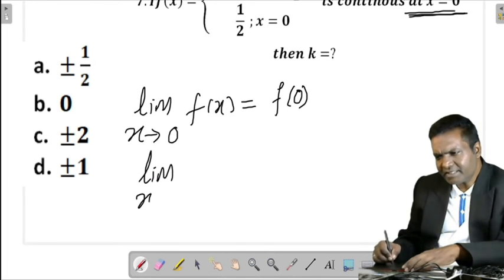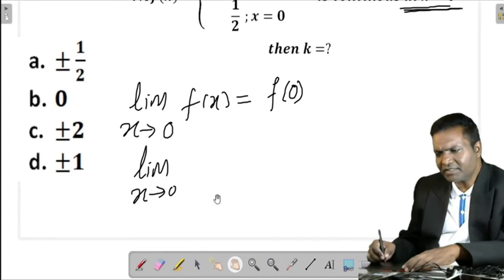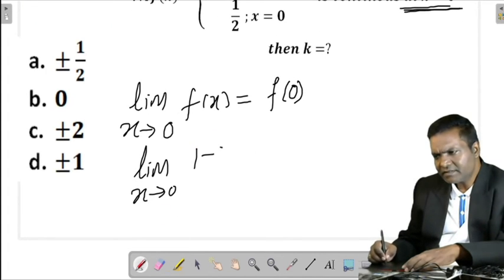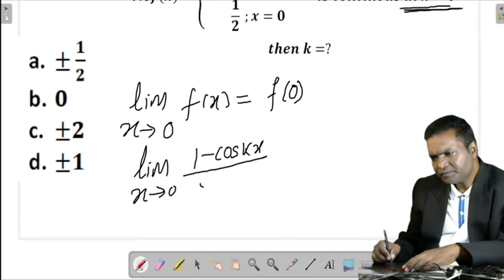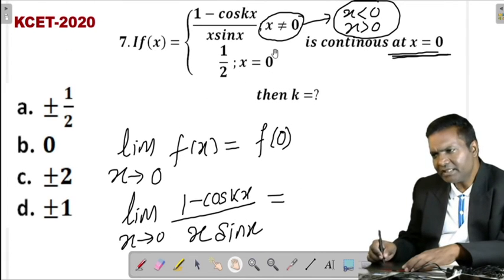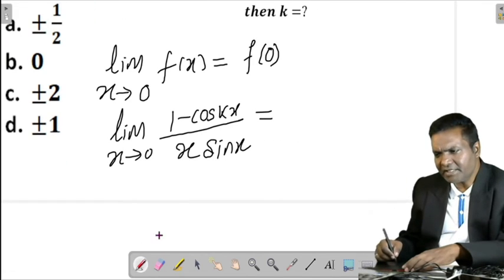So limit x tends to 0, what is f x? It is 1 minus cos kx divided by x sin x, and f of 0 means when x is 0 f x is 1 by 2, so I can write it as 1 by 2.